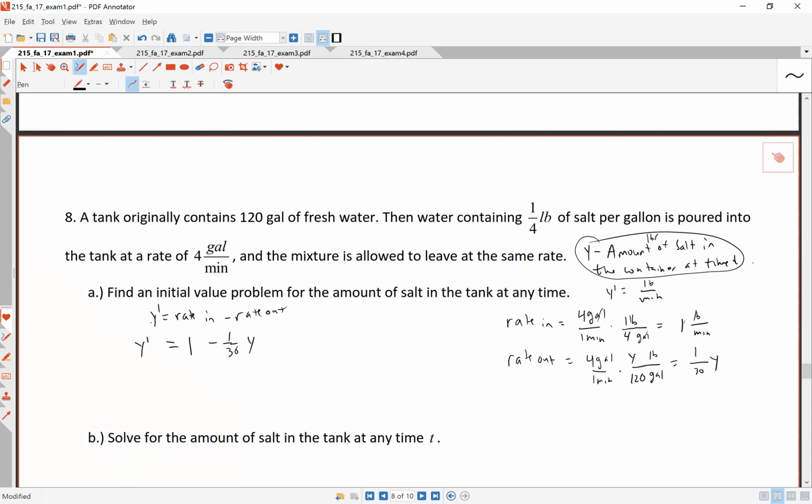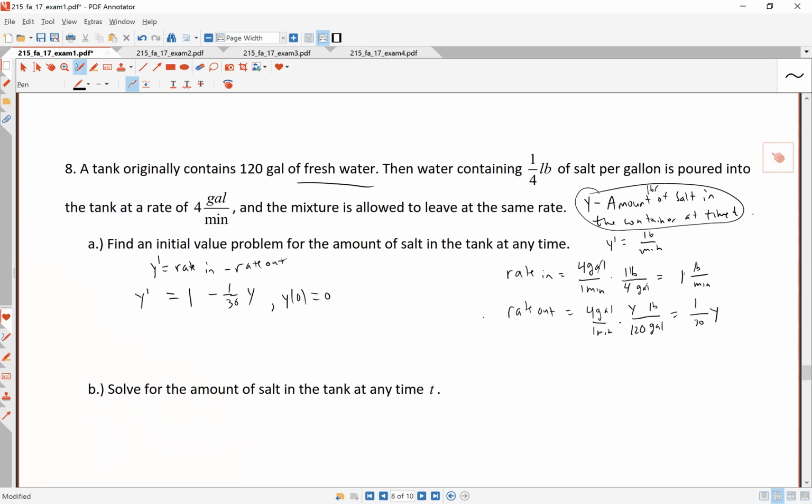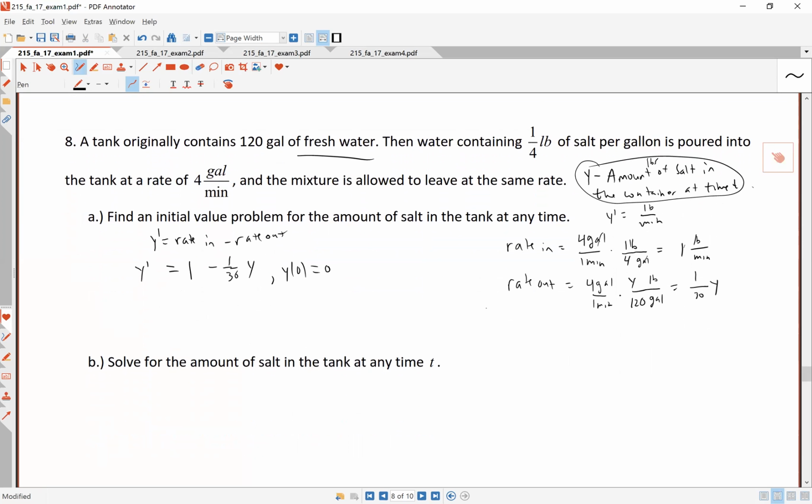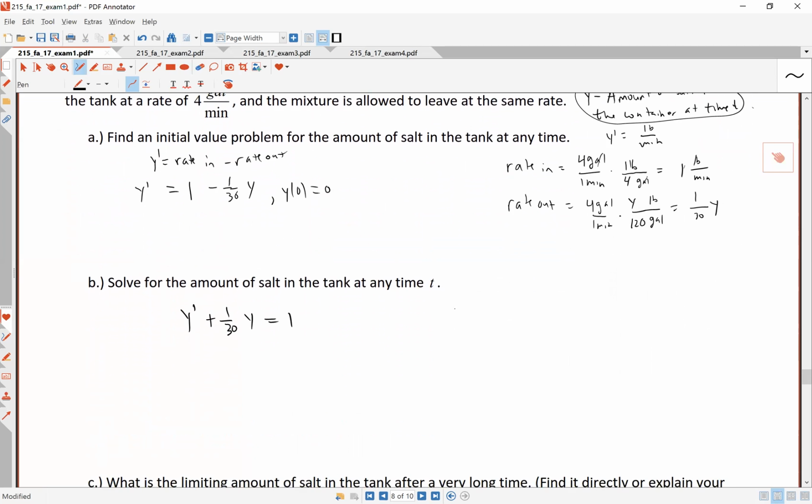If it says write the initial value problem, now you have to tell me how much salt is in the tank at time 0. Fresh water. Okay, so this is a simple linear equation with constant coefficients. And so our mu is e to the integral of 1 over 30 dt, or e to the t over 30.